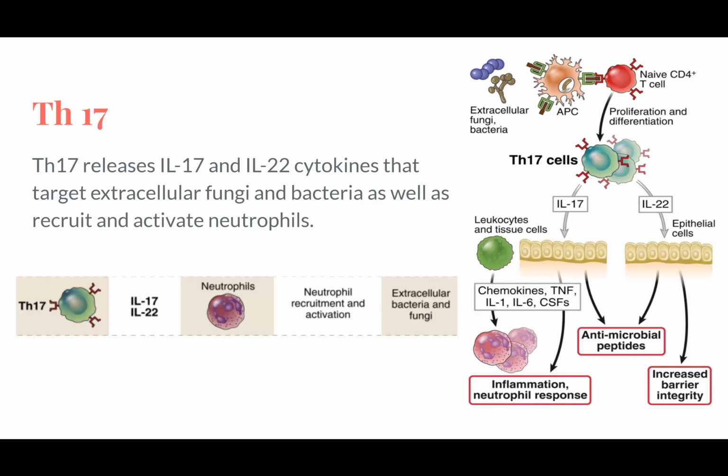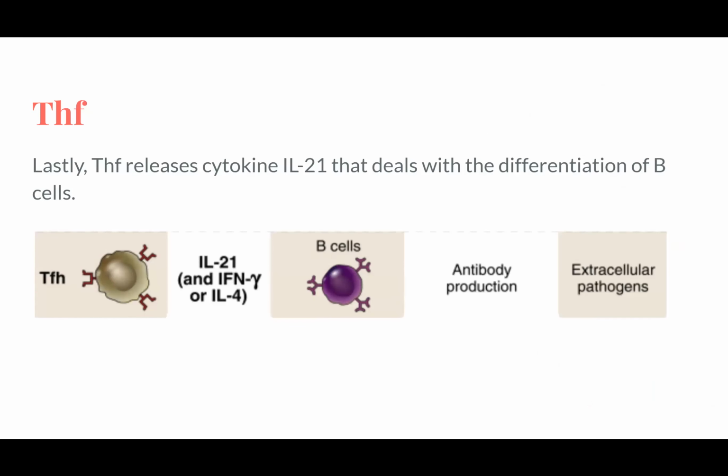Th17 will release interleukin-17 and interleukin-22 cytokines that target extracellular fungi and bacteria, as well as recruit and activate neutrophils. And lastly, TFH. These release the cytokine interleukin-21 that deals with the differentiation of B cells.